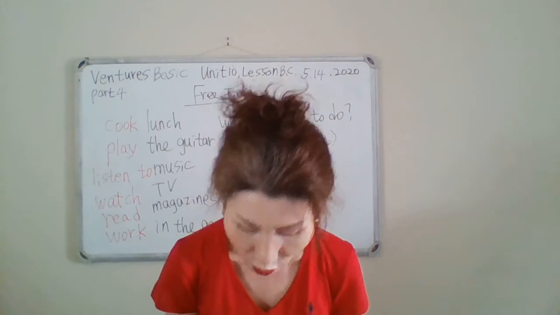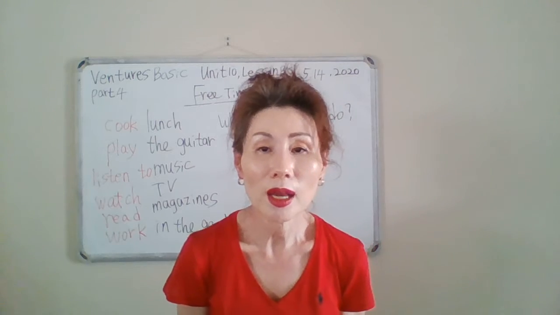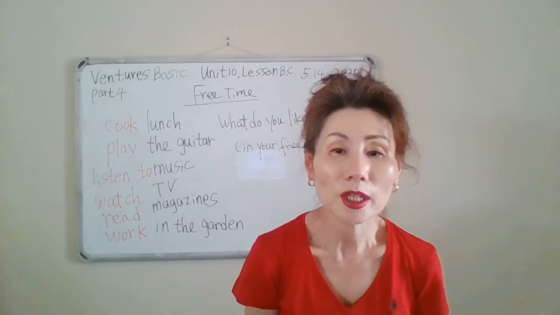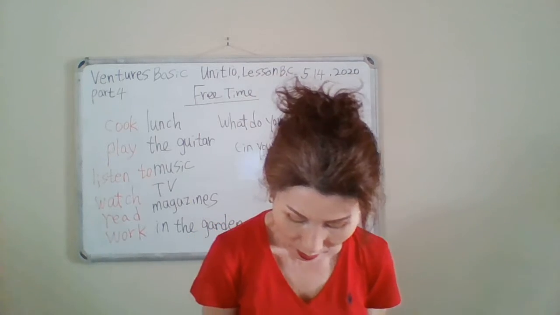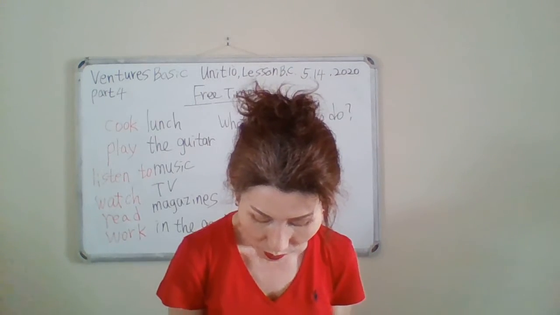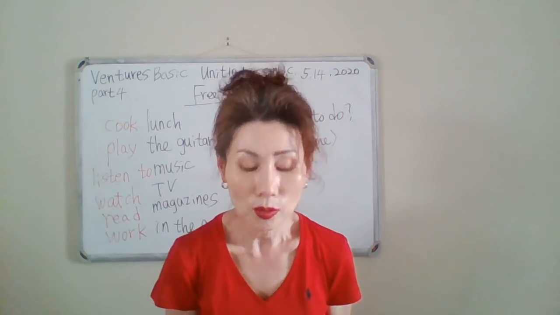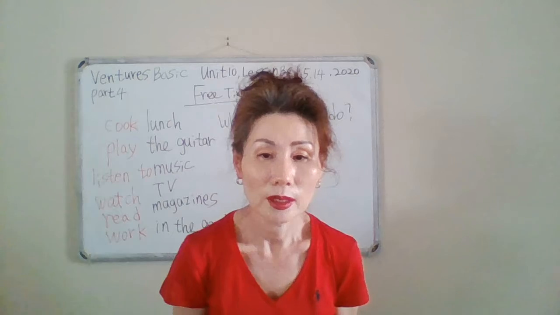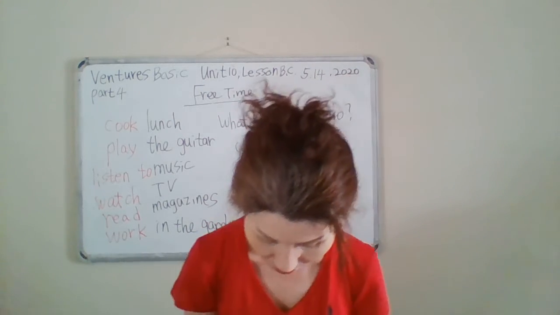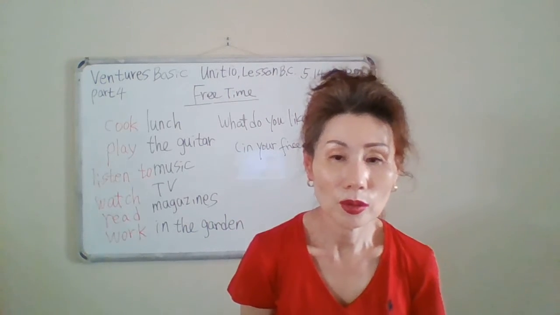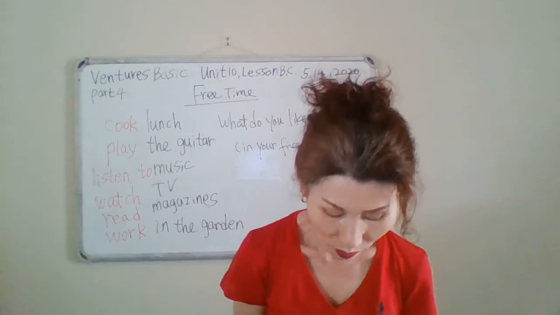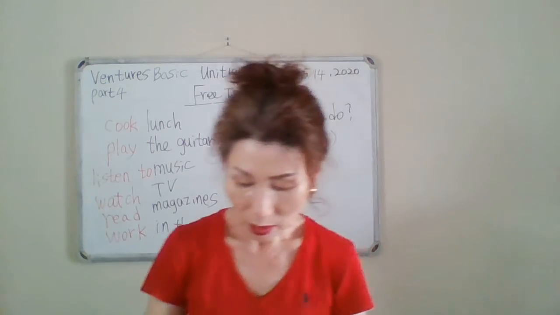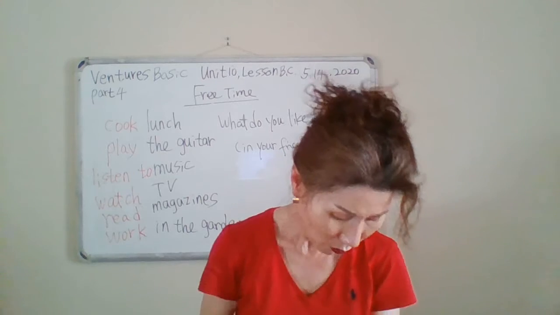What does Stella like to do? Listen to music. What does Ling like to do? Read magazines. What does Farah like to do? Cook. Okay, let's listen to page 125 once again.